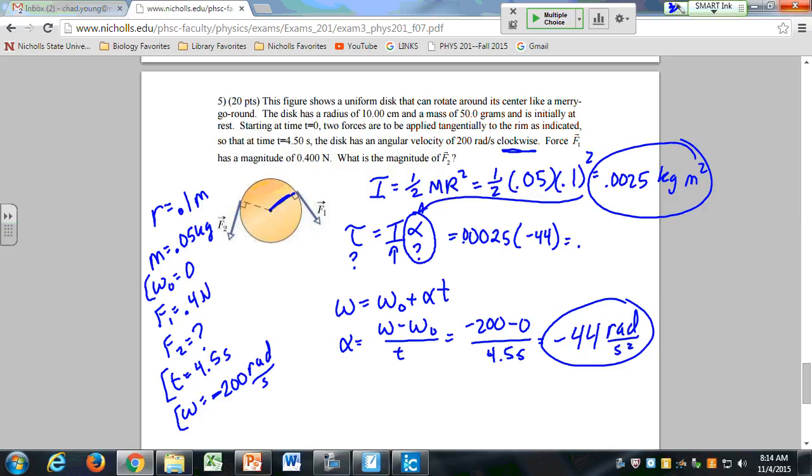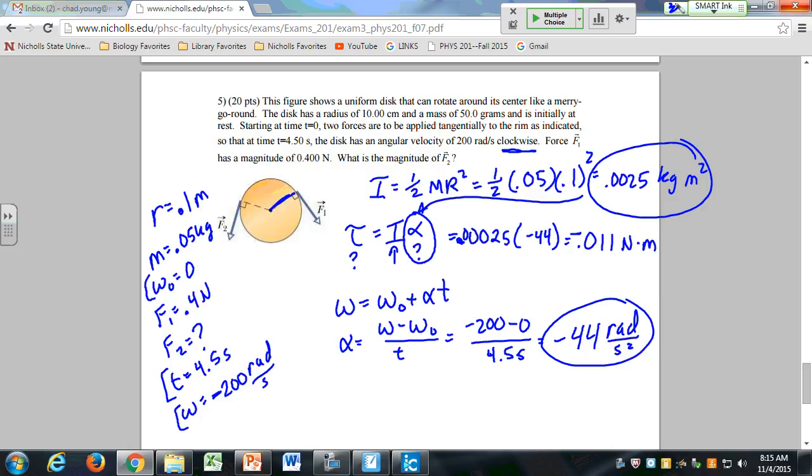Or did I miss a 0 there? Okay, I'm sorry. And so what is this going to be? 0.011? Negative 0.011, right. And that's in newton meters.